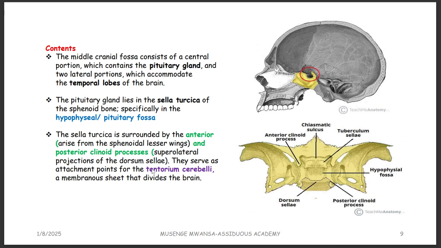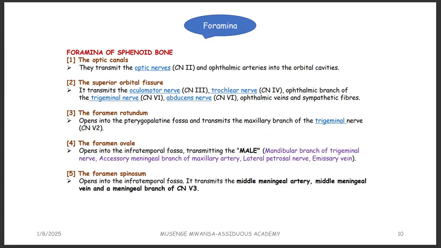And this is for the attachment of what we call the tentorium cerebelli. So the tentorium cerebelli will be separating the cerebellum, because down here you are going to have the cerebellum, while on top you have got the cerebrum. So between the two you are going to have a tent separating them, and that's known as the tentorium cerebelli. So that is where it's going to be able to attach on these anterior and posterior clinoid processes.